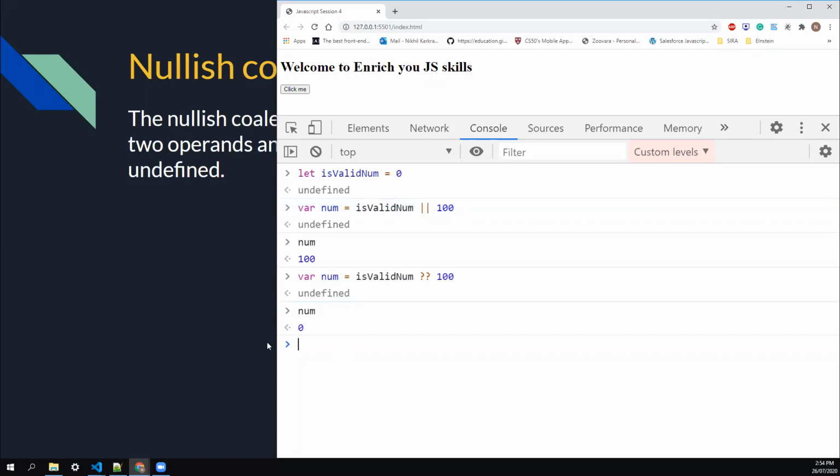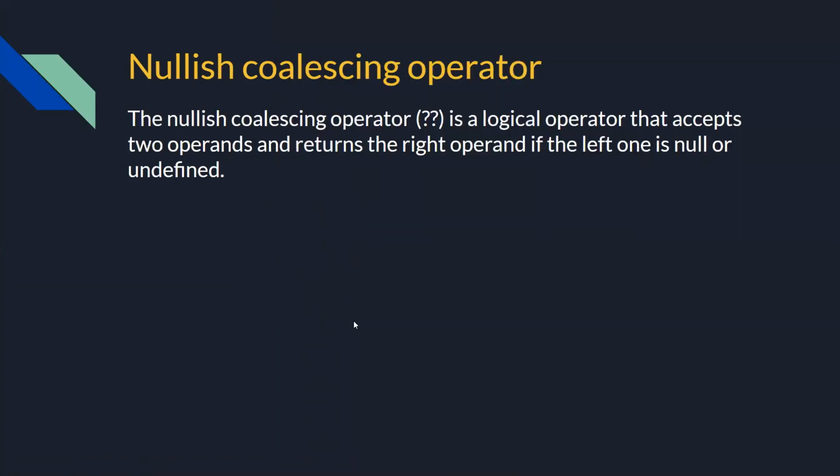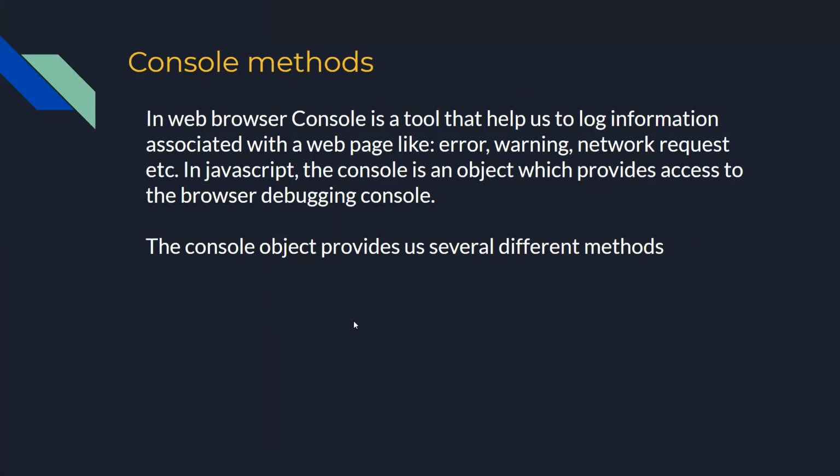Okay, let's go to our slide and move on to another topic, that is console methods. From exam point of view, pretty important, like 2 to 3 questions will be there from the console. So in web browser, console is a tool that helps us to log information associated with a web page, like error, warning, network requests, etc. And in JavaScript, the console is an object which provides access to the browser debugging console, and the console object provides us several different methods.